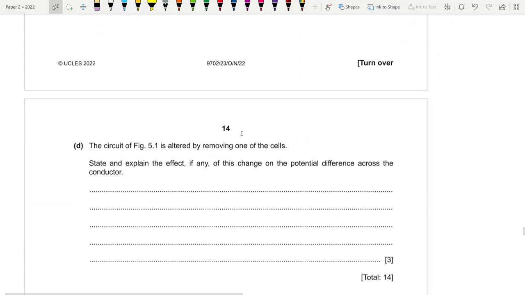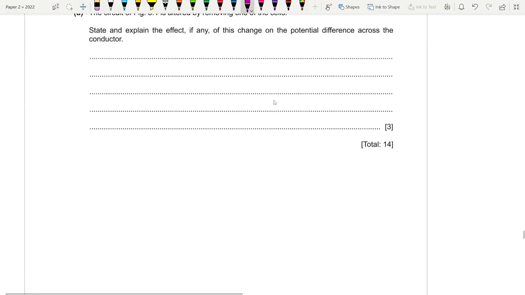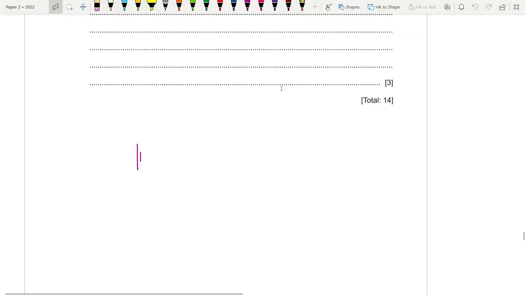Moving on to the last part of this question. The circuit of figure 5.1 is altered by removing one of the cells. State and explain the effect, if any, of this change on the potential difference across the conductor. Okay, so what do we have now? Same setup, it's just that instead of 2 we have 1. Sorry, instead of 3 we have 2.